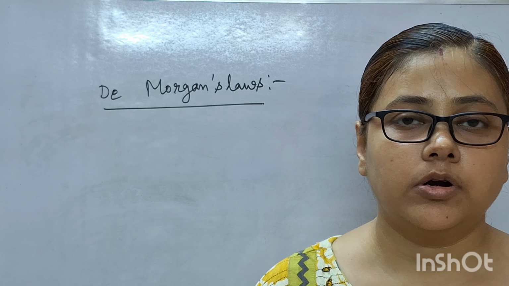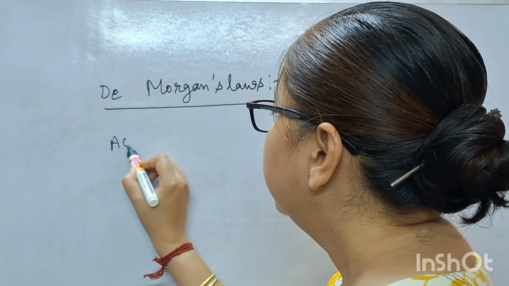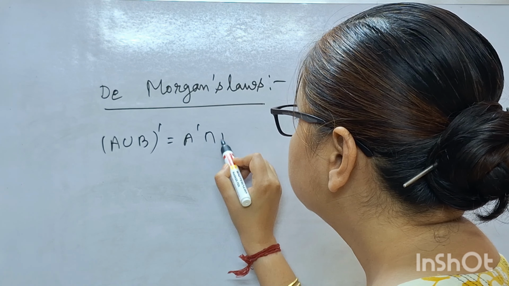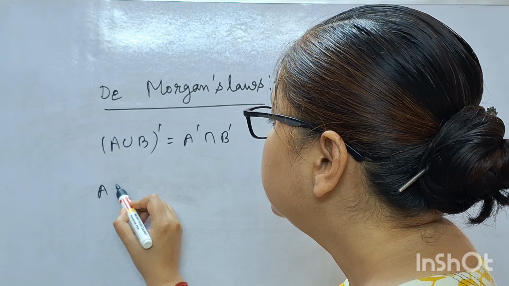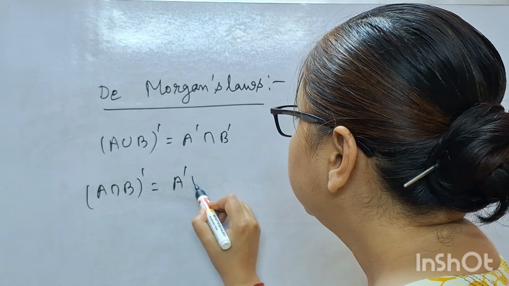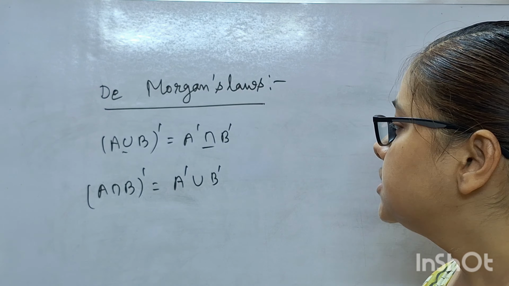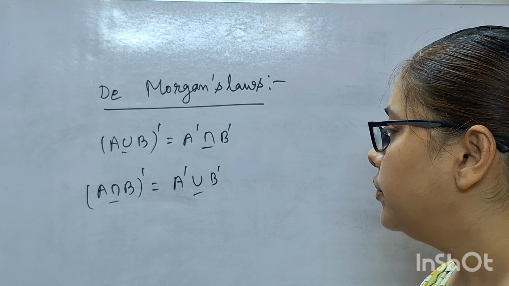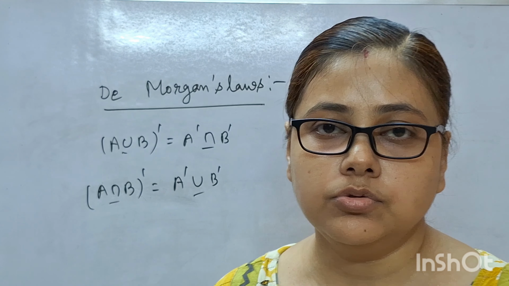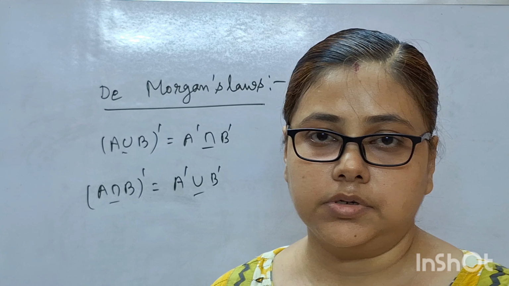Now there are two important laws called De Morgan's laws, which are like this: A union B whole complement is equal to A complement intersection B complement, and A intersection B whole complement is equal to A complement union B complement. So this union is converted to intersection and this intersection is converted to union. These are De Morgan's laws, and these laws are mainly used to solve problems related to set theory.